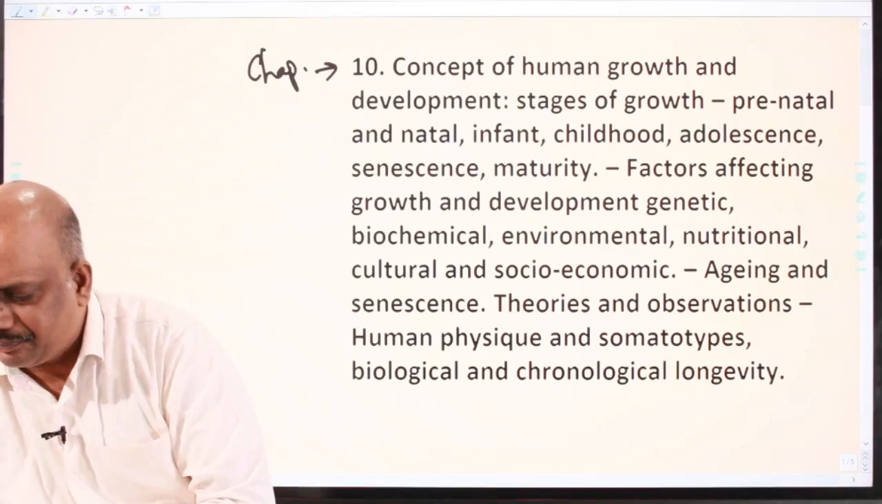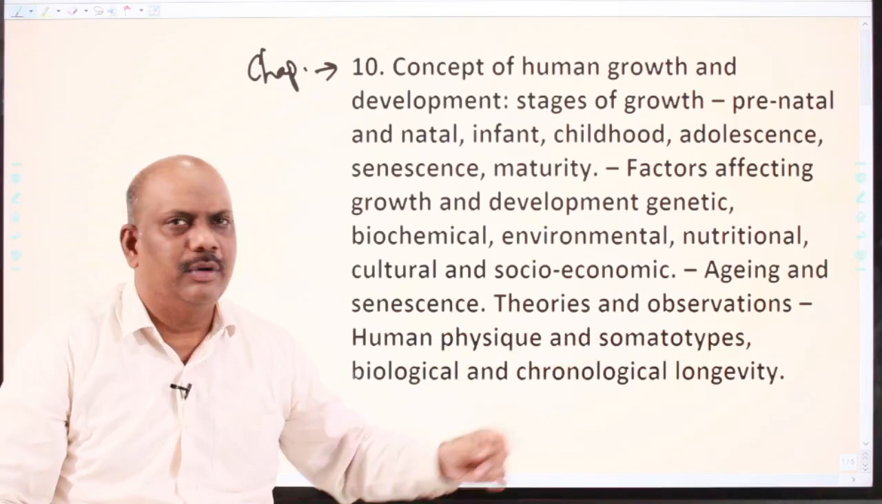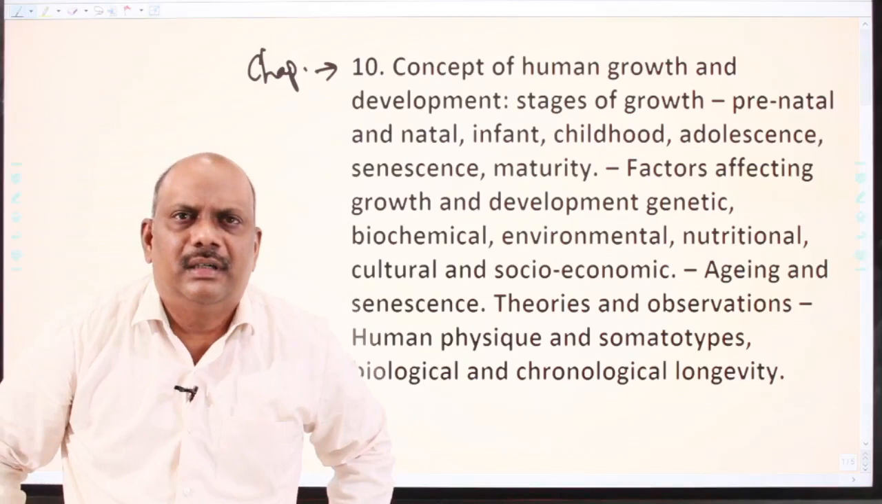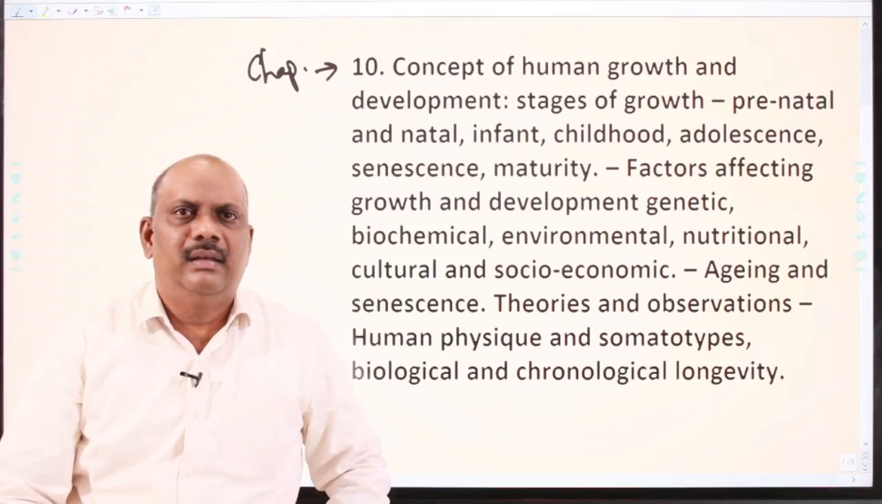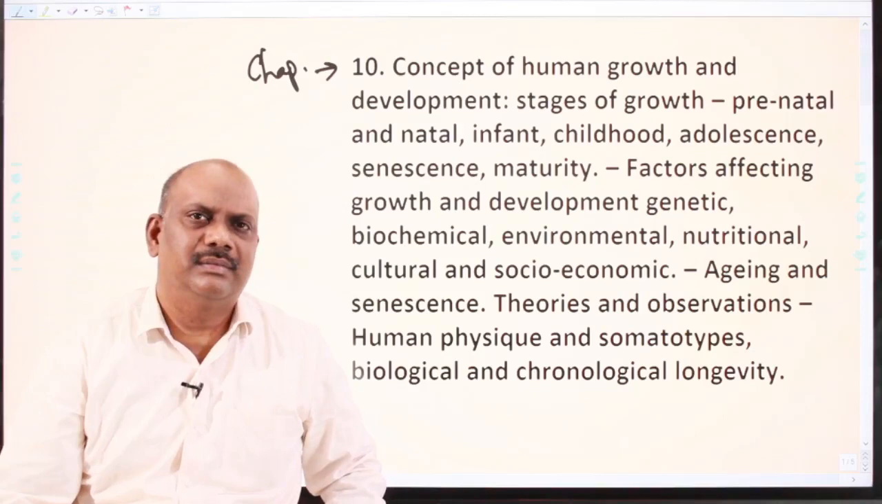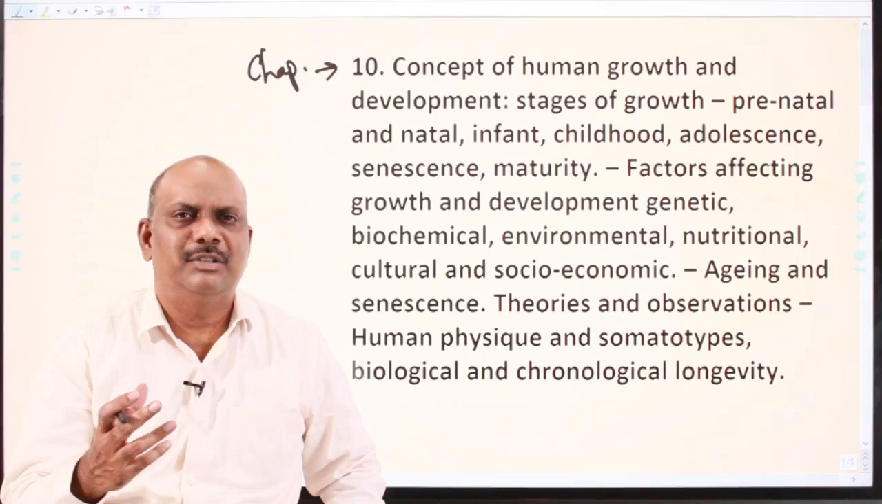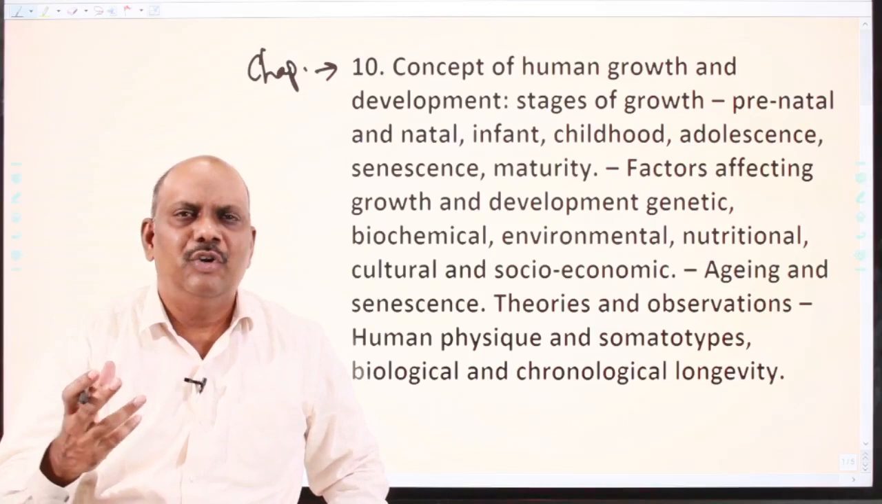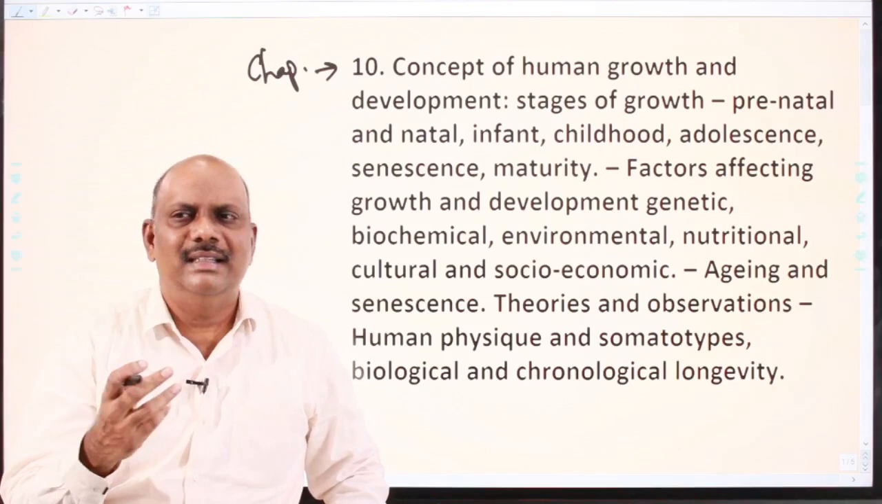Then human physique and somatotypes. You can see in cricket matches, the physique of a wicketkeeper will almost be different from the physique of a fast bowler. Again, a true great batsman will have a different physique. So human physique is our body build. To some extent, it decides what activities we can do.